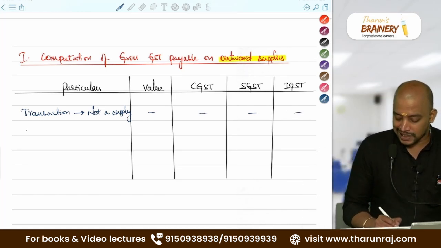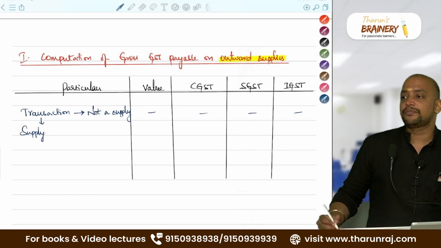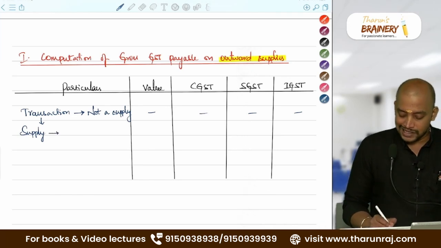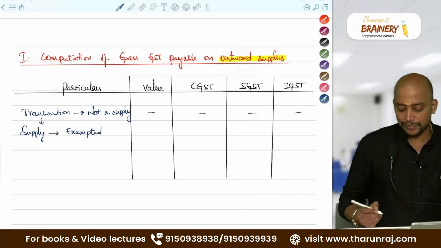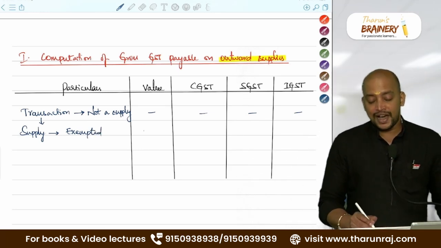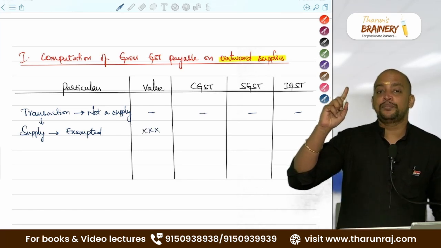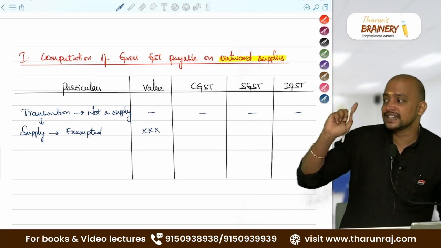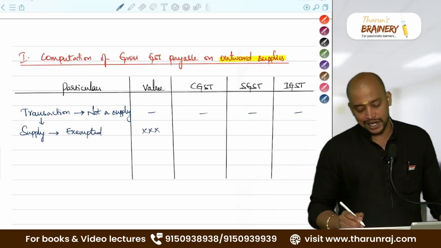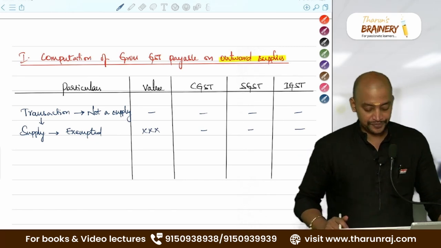Suppose the transaction is a supply, but it is exempted. Write in exam as to why it is exempted. And value you take, why? Because exempted turnover will help us in determining ITC reversal. So, do take the value, but CGST, SGST, IGST column nothing.